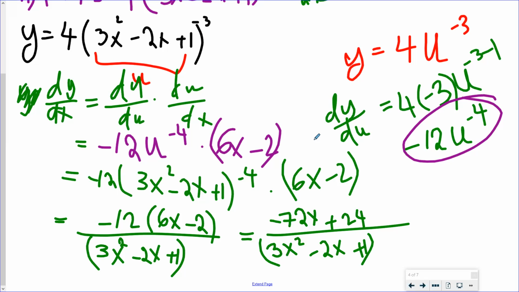Is it clear? Teacher, why didn't we put the 4 down to the power of 4? Oh, I forgot it. Just why.